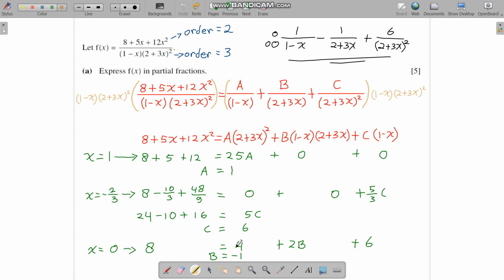We have the a, the b, the c. We have the final answer then. A is 1, b is minus 1, the c is 6.